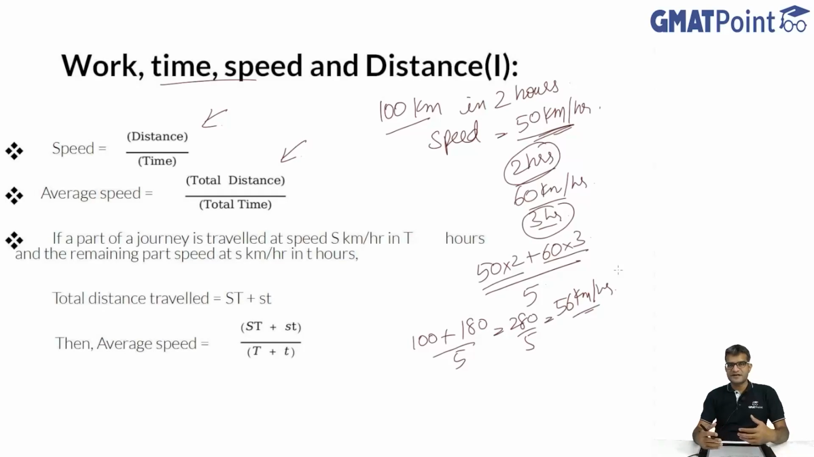So if somebody is traveling at different speeds for different times, what we need to do is calculate the total distance that they have traveled and also calculate the total time that they have taken, divide one by the other, and we will get the average speed.